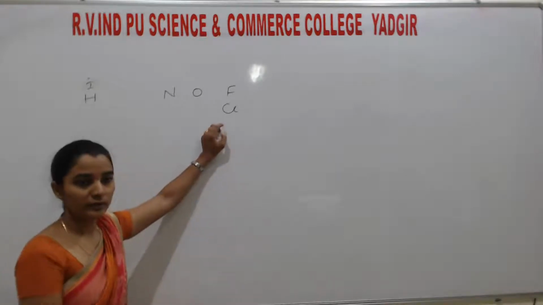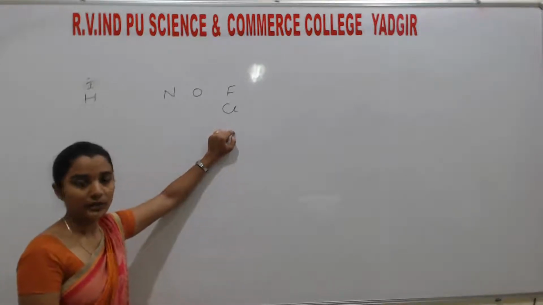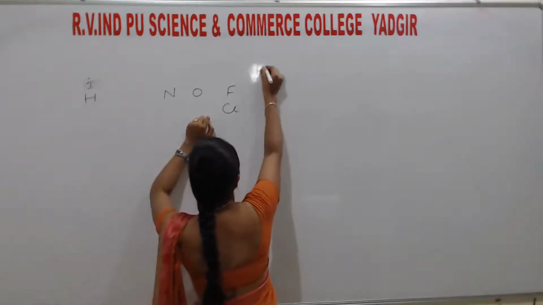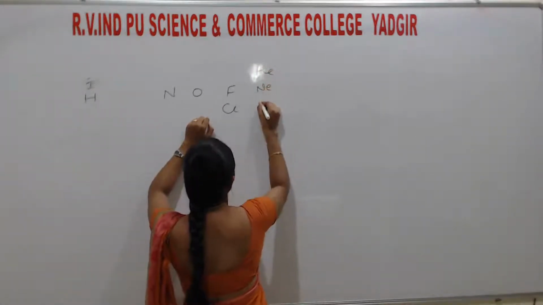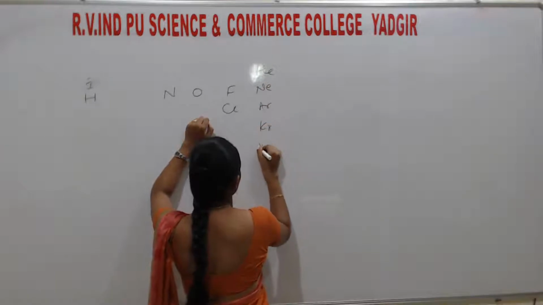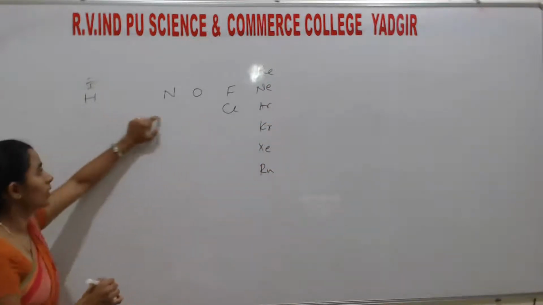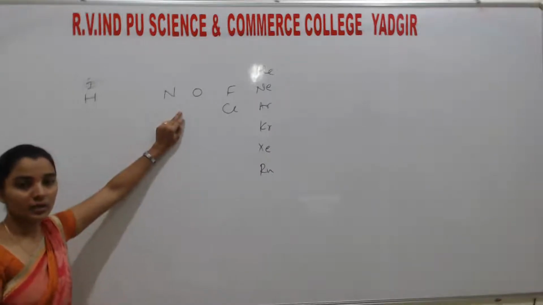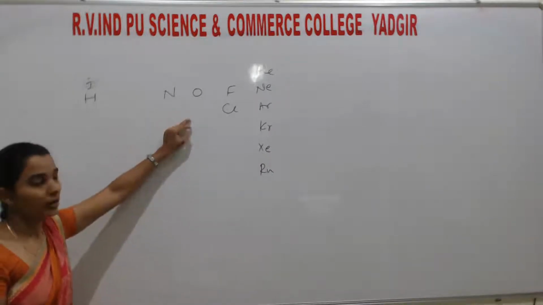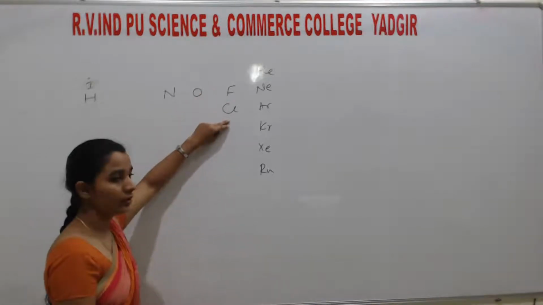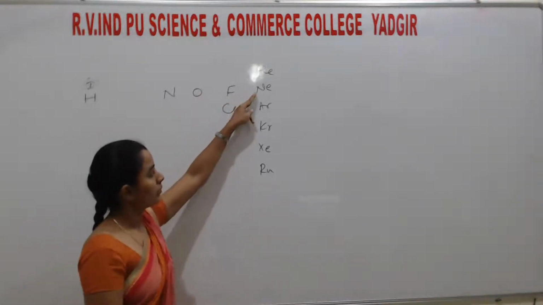Bromine is a liquid, a liquid non-metal it is. So chlorine, and all the noble gases: helium, neon, argon, krypton, xenon. Only these are the gases present in the periodic table. Hydrogen, nitrogen, oxygen, chlorine, helium, and the noble gases.